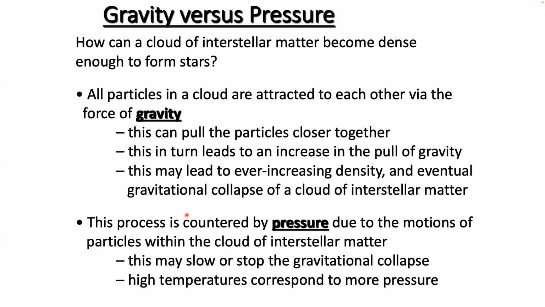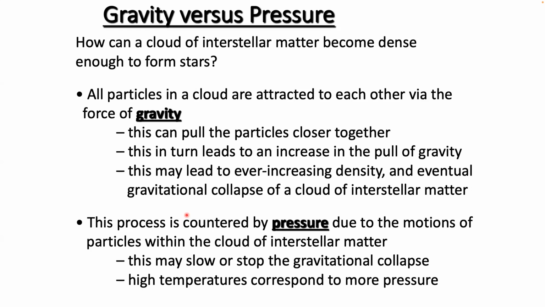So what happens is they attract close to each other, they more and more attract to each other and close together, right? So this will lead to an increase in the pull of gravity again and again, because when particles get much closer and closer, the gravity also keeps increasing, right? So this will lead to increasing density and then gravitational collapse of the clouds of interstellar matter. And then you will have a gravitational collapse, which means everything will be collapsed to one region, right?